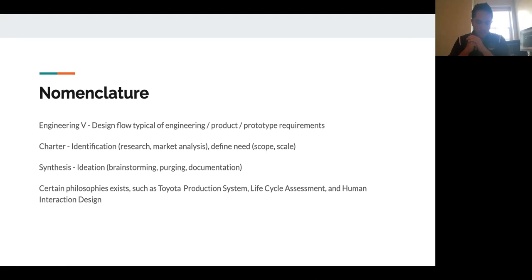And in industry, these are very well known. I've heard this repeated so many times at my old job. Such things are frameworks or philosophies, like the Toyota production system. There's also something called life cycle assessment, and something called human interaction design. To give you an example of what the Toyota production system involves, they use something called lean manufacturing, or, quote unquote, just in time.